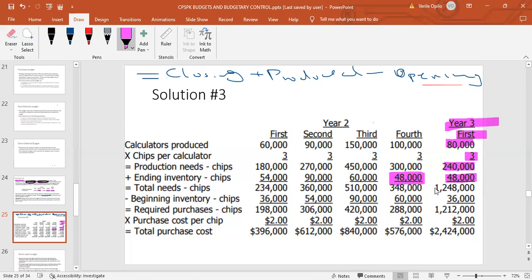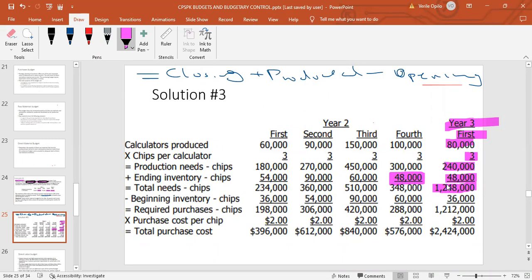So in this case, the total needs for the chips will be equal to what? These ones have been jumbled up. So in this case, it will be 240,000 plus 48,000. That one should have been 288,000. That is for the first quarter of year 3. That one should have been 288,000 for that quarter. So they have jumbled these ones up.